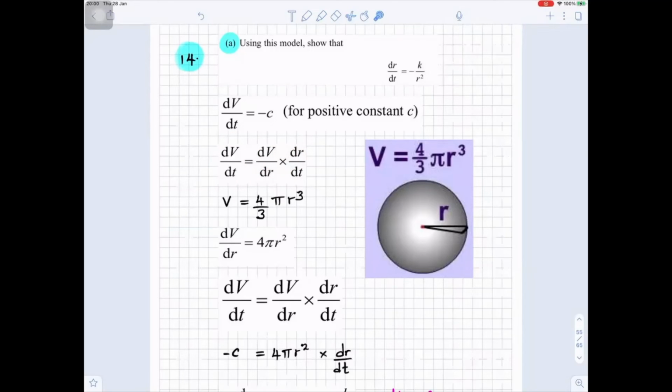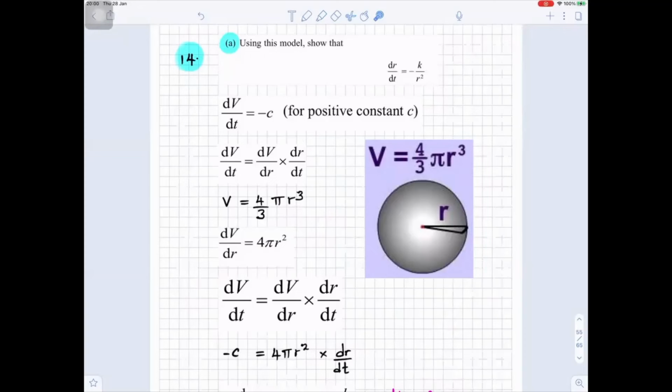Now V, the volume of a sphere, is 4 over 3 pi r cubed. When you differentiate with respect to the radius, the 3 comes to the front, so it's 3 times 4 over 3 pi r cubed, 3 minus 1. So the power comes to the front, and then you minus 1.